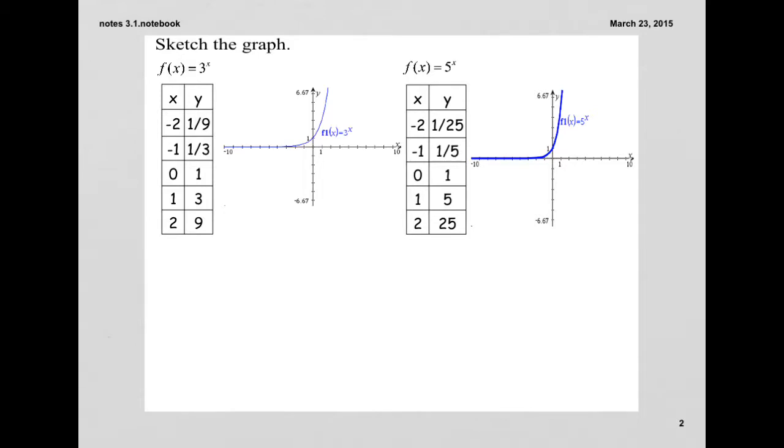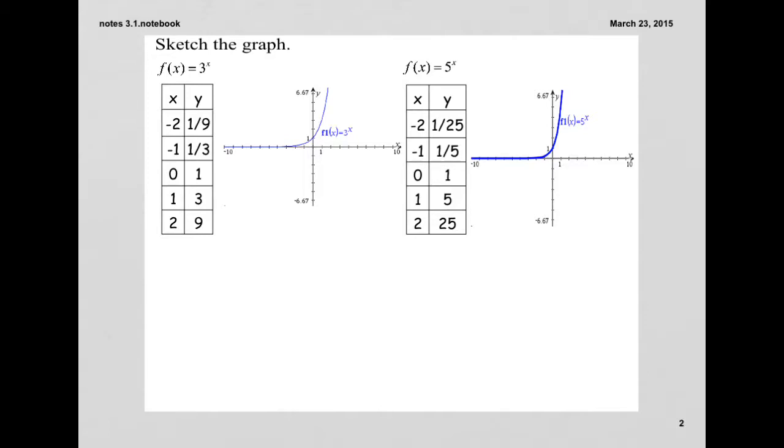Next, we're going to look to see how we sketch exponential graphs. We've got f of x equals 3 to the x power. Well, when we put negative 2 in, that gives us 1/9. When we put negative 1 in, that gives us 1/3. When we put 0 in, that gives us 1. And when I put 1 in, that gives me 3, and 2 gives me 9.